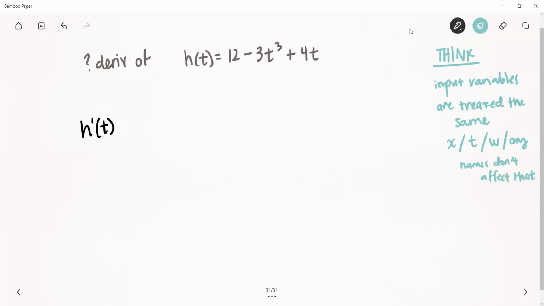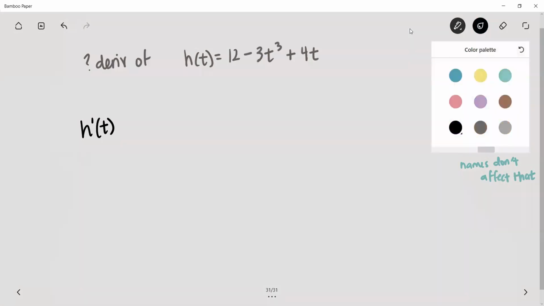So just the fact that you see a T here, you don't need to get nervous and go, oh no, I don't have an X. The T is the X. We sometimes get very stuck on the fact that it's always X and Y. That's not always going to be the case. So it's good to do examples like this.